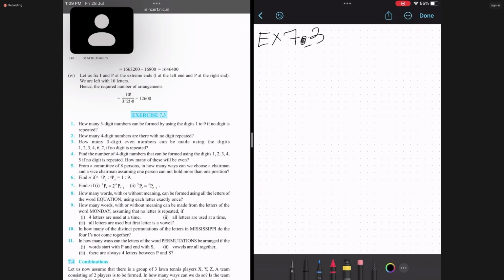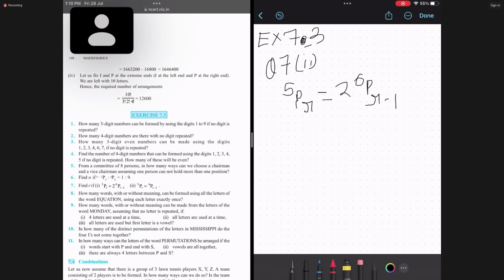Now we have question number 7. Correct. In question number 7, we have to solve for 2 parts, right? In both parts you have to find r. For the first part, the question that has been given to us is 5 P r equals 6 P r minus 1, and we need to solve this for r.